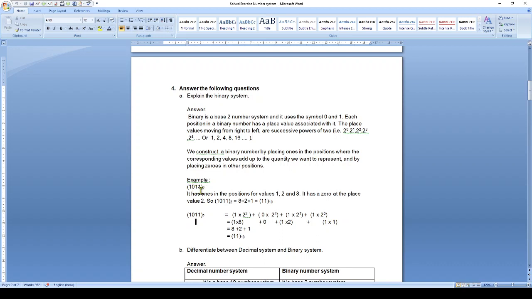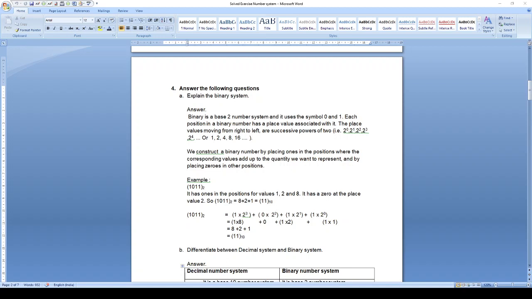The example is this, and it has ones in the positions for the values 1, 2 and 8. You can see in the positions 1, 2 and 8, that is 2 to the power 0, 2 to the power 1 and 2 to the power 3. So it is having ones in the positions 1, 2 and 8 and has a 0 at the place value 4. So the number is 8 plus 2 plus 1 is equal to 11. So that's it. Up to this you can write, or you can write the complete one. Okay. And you can also make your own answers. That is more advised and that is more appreciable.